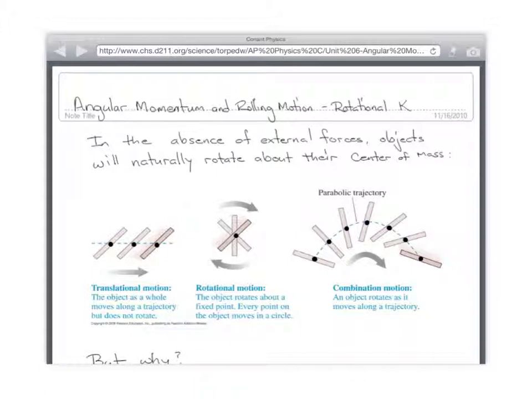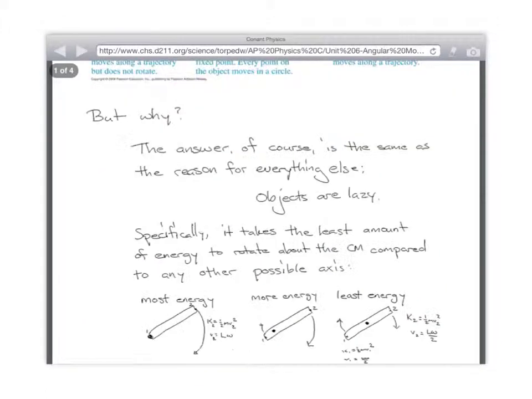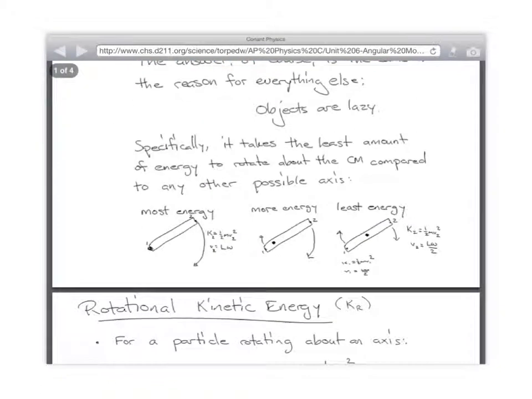If I hold this stick right here, what's it going to do? It's going to fall over. Boom. Get to the lowest energy state it can get to. If given a chance, it went even lower. Does that make sense? Okay. And I got some actual numbers here. Objects are lazy. Specifically, it takes the least amount of energy to rotate about the center of mass compared to any other possible axis. The most energy situation I have drawn here is about the edge.